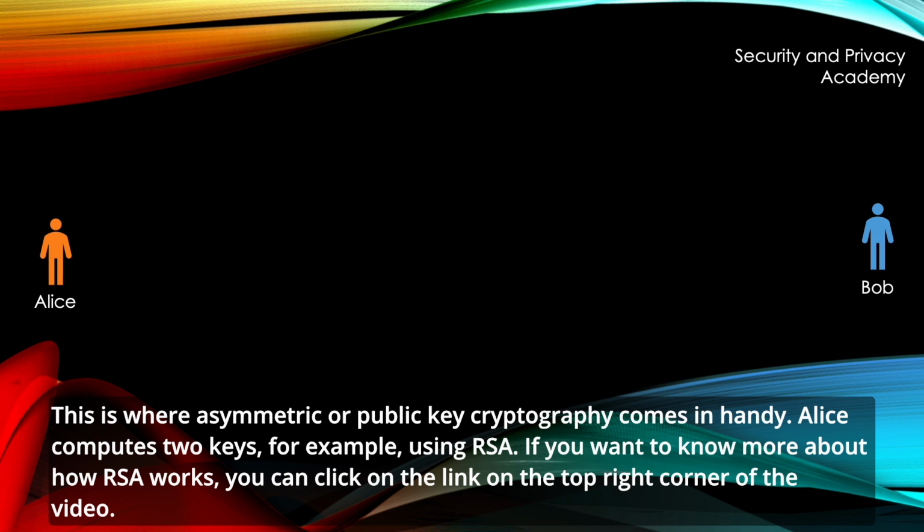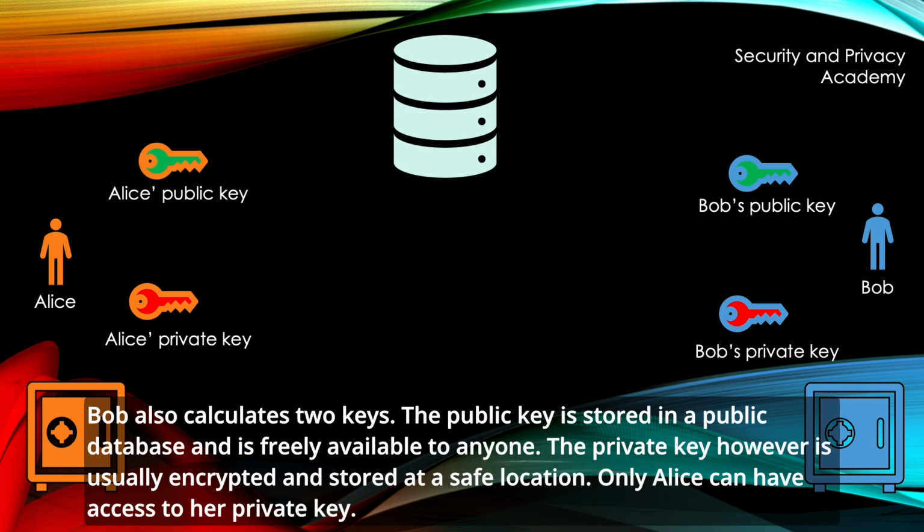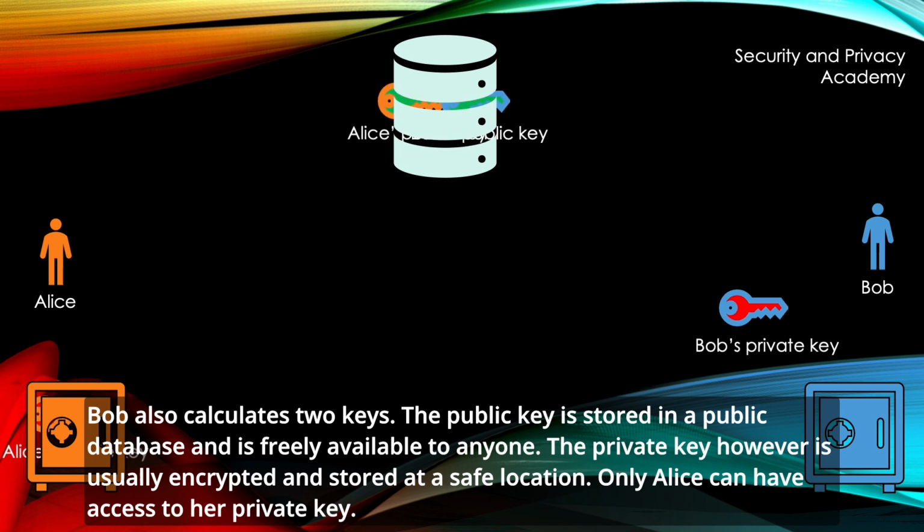Alice computes two keys, for example using RSA. If you want to know more about RSA, you can click on the link in the top right corner of the video. Bob also calculates two keys. The public key is stored in a public database and is freely available to anyone. The private key, however, is usually encrypted and stored at a safe location. Only Alice can have access to her private key.